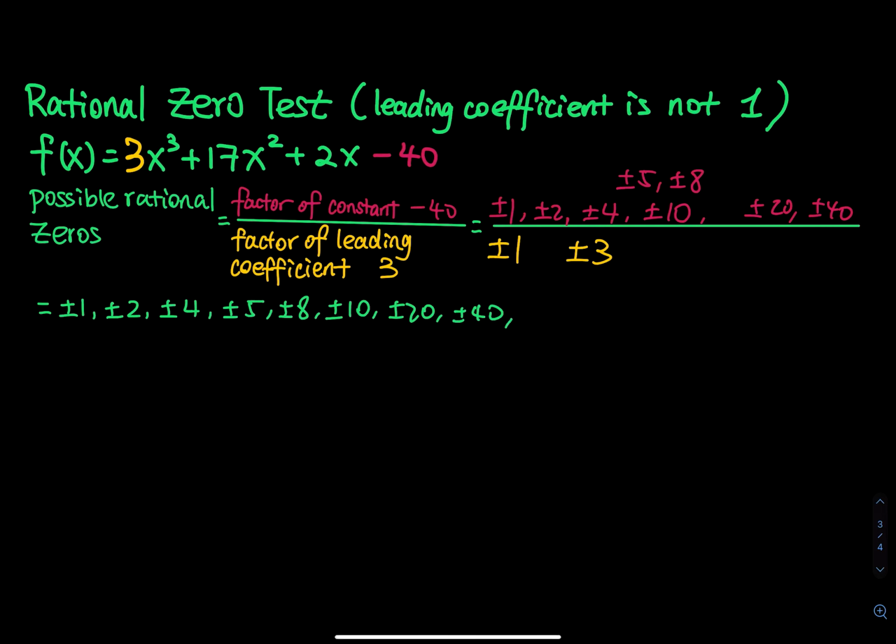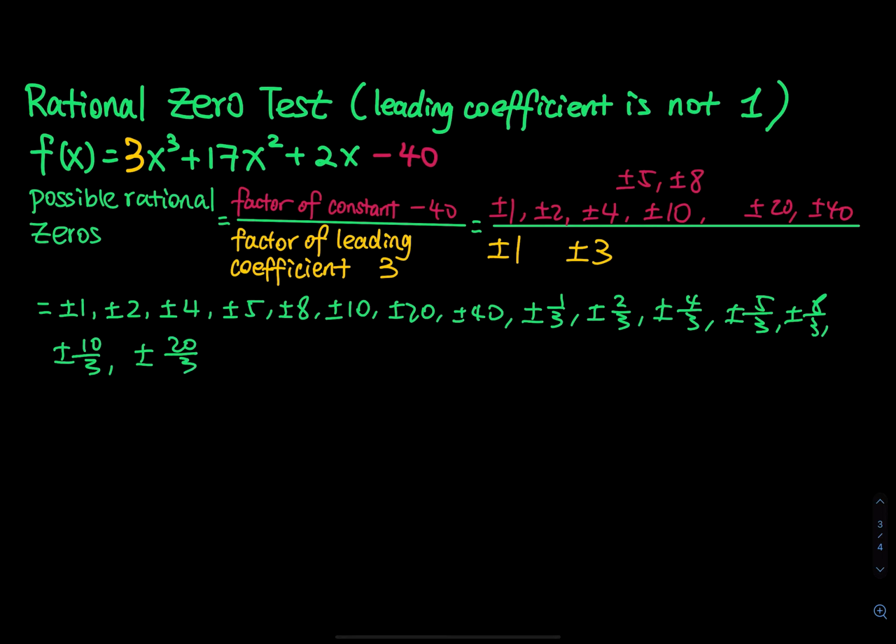And then next, you have 1 divided by 3, 2 divided by 3, 4 divided by 3, 5 divided by 3, so on and so forth. As a result, you have a 1/3, and then a 2/3, and then a 4/3, and then a 5/3, and then an 8/3, and then a 10/3, 20/3, and 40/3. You have to include a plus or minus for all of them.